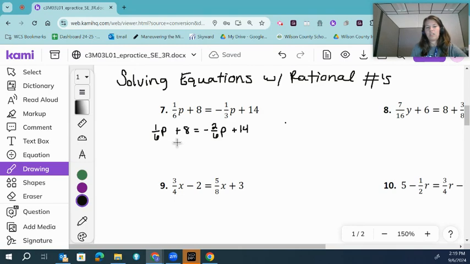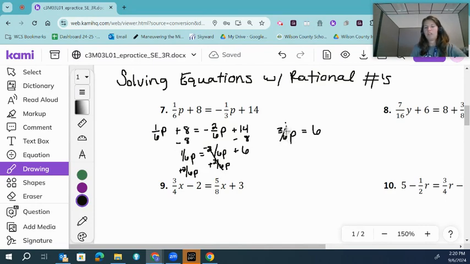I would subtract 8 on both sides. That's going to leave me with 1/6 p equals -2/6 p plus 6. Then from here, I'm going to add 2/6 p to both sides. And that is going to leave me with 3/6 p equals 6, because those cancel out.